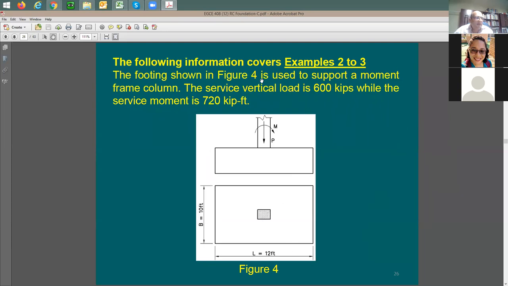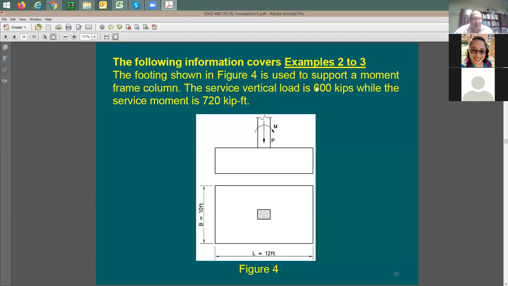In this figure here, figure four, we have this footing. Here's a plan of it, and here's an elevation. It's supporting a moment frame column. When you see moment frame column, it means you expect some moment on the footing. The service vertical load. Service means dead plus live. There are no load factors. It is not ultimate. It's going to be ASD design there.